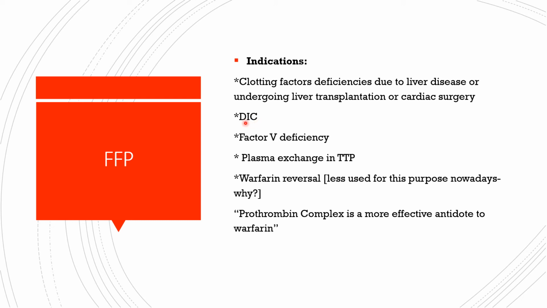Also in the face of disseminated intravascular coagulopathy, where we must treat the cause. Then when we are faced with factor V deficiency, plasma exchange in thrombotic thrombocytopenic purpura, and warfarin reversal. But for the purpose of warfarin reversal, FFP is no longer gaining ground. Why that? We have an alternative that is doing a better job, and that is prothrombin complex. It's more effective as the antidote to warfarin. So, in warfarin reversal, less of FFP, more of prothrombin complex concentrate.